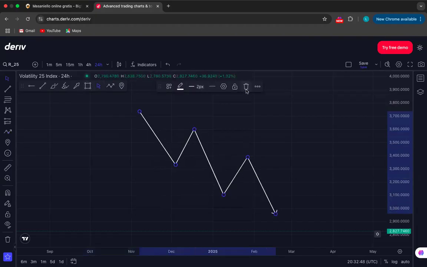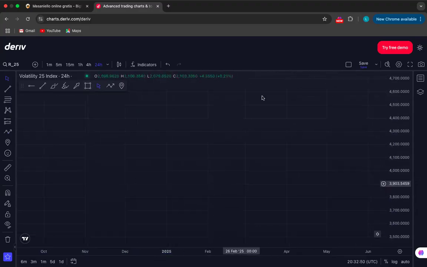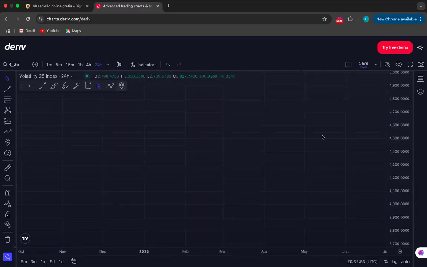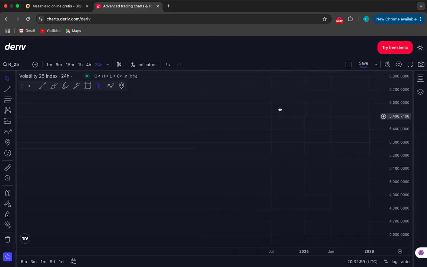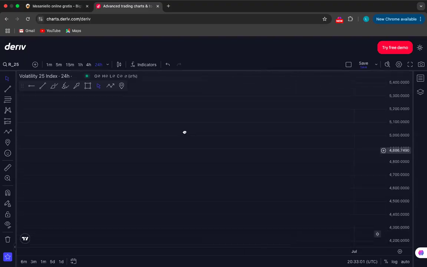So that is what market structure means. Simply the movement of the market. The movement of the market is what market structure simply is. All right. So the next thing we're going to talk about is break of structure.